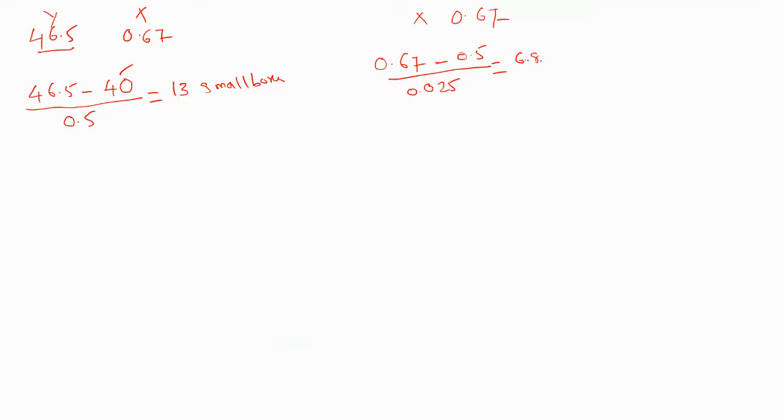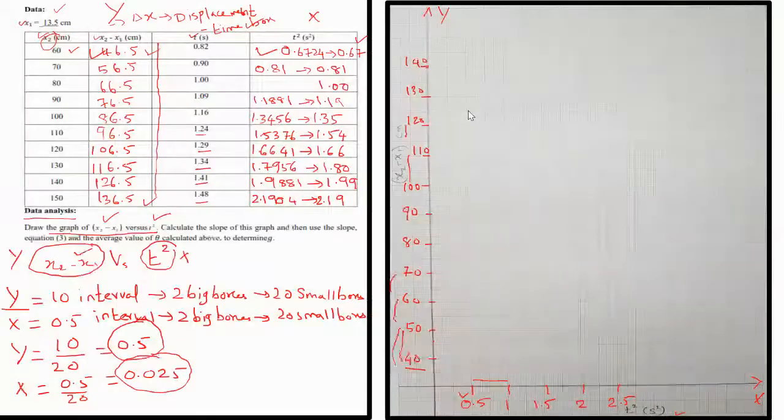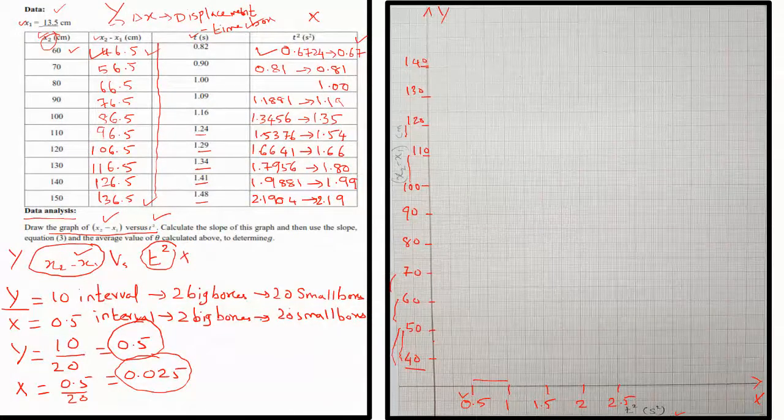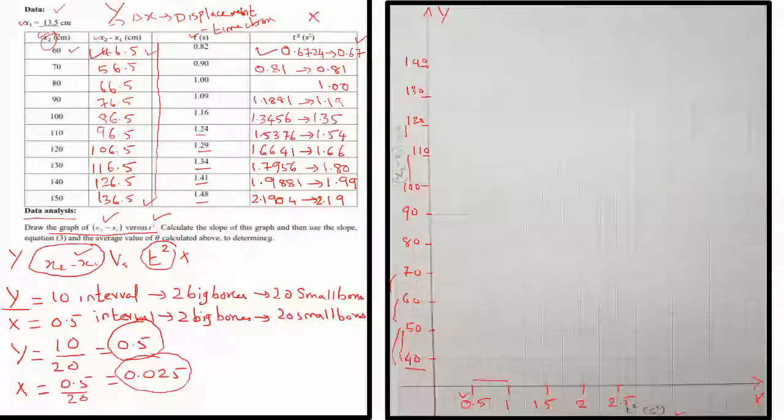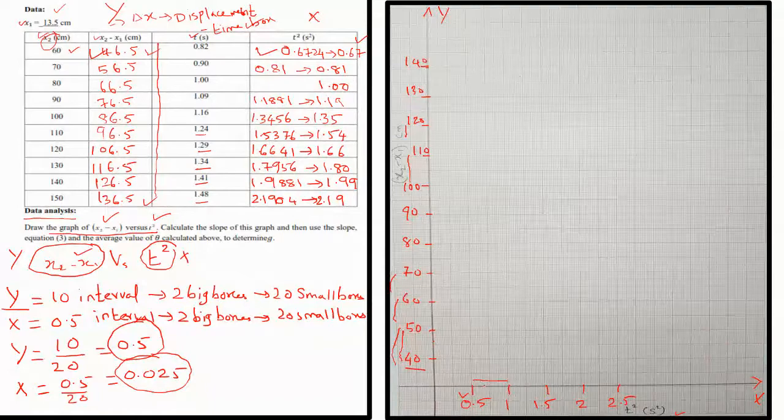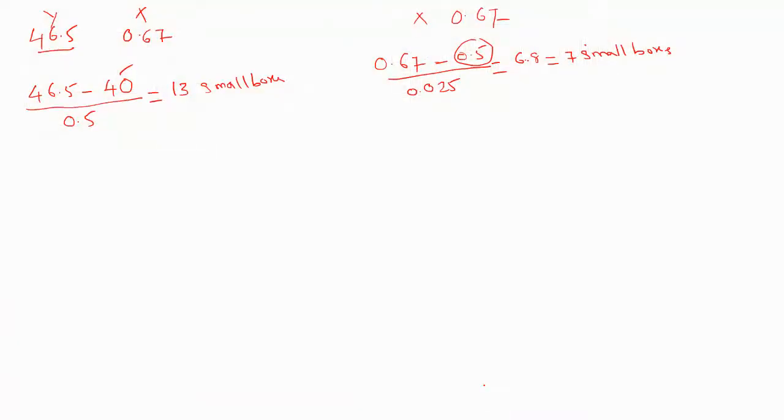So here 8 is greater than 5. Am I right? So I can just write 7. Am I right or not? Yes. So 7 small boxes from 0.5. So if you just see the graph, I have the graph here. From 0.5, how many boxes? 8 boxes. So it will come here. Am I right or not? Yes. What value? We got 7 boxes, not 8 boxes, 7 boxes.